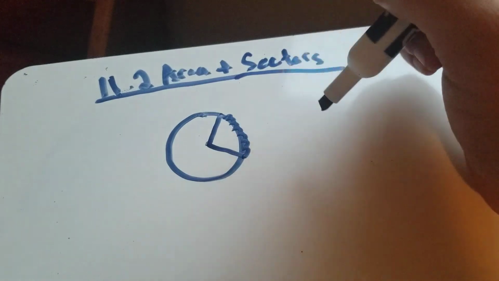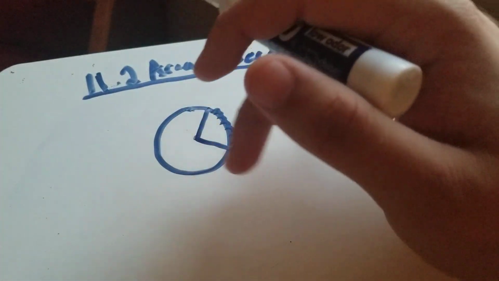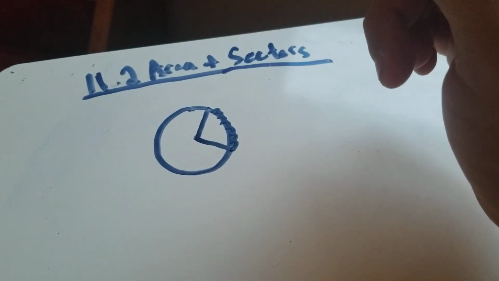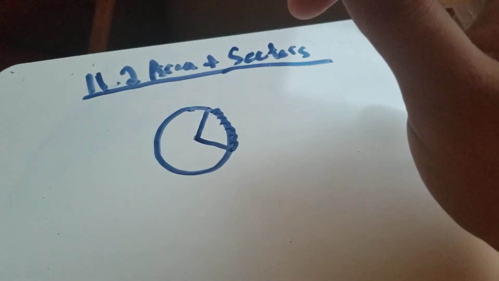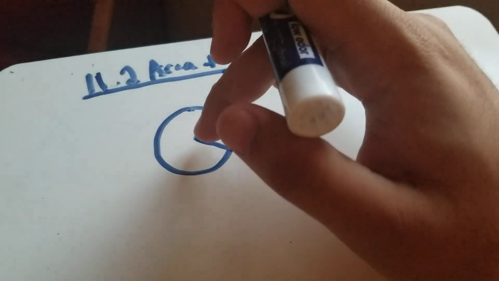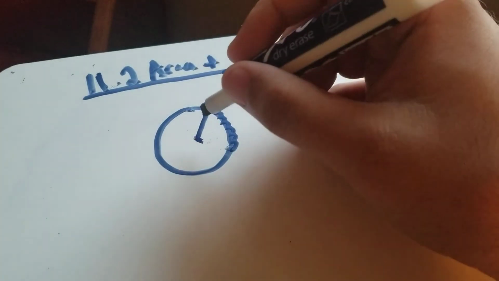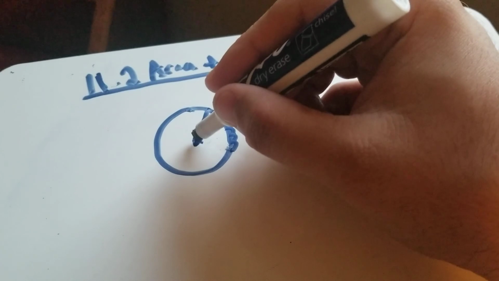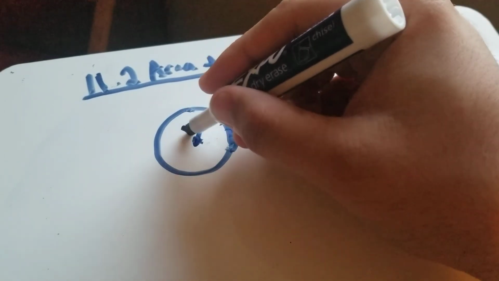So area and the sector is very similar. Area is going to be the whole space inside the circle, and sectors are going to be a piece of the area of the circle. So first, let's talk about area. This point is the center, and the line from the center to the edge of the circle is our radius, so I'm going to call that r.